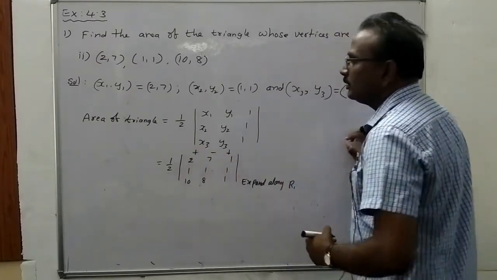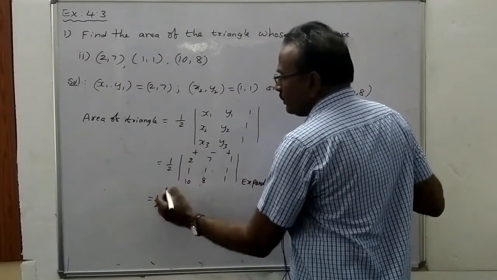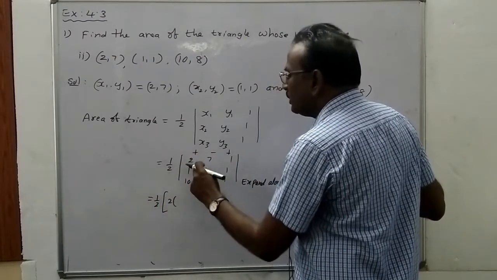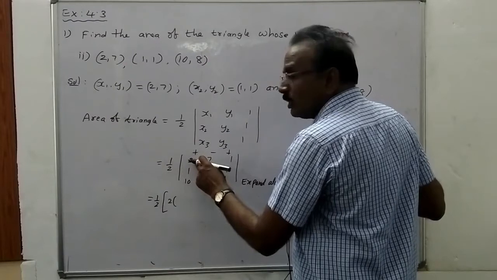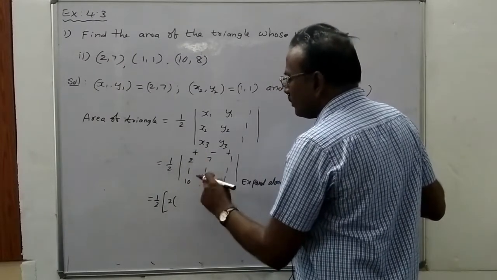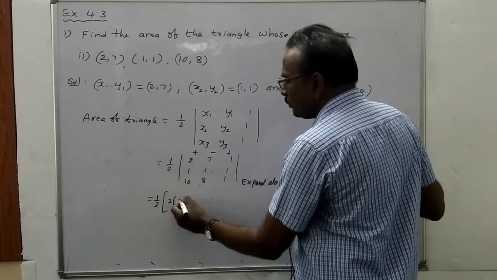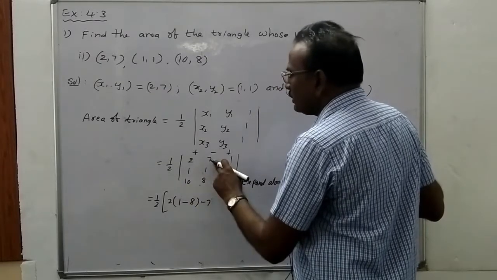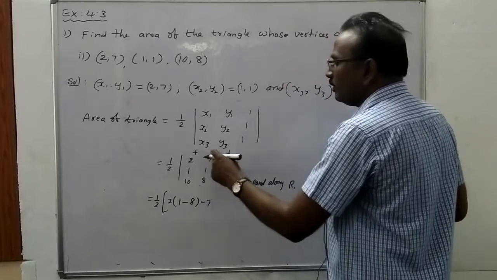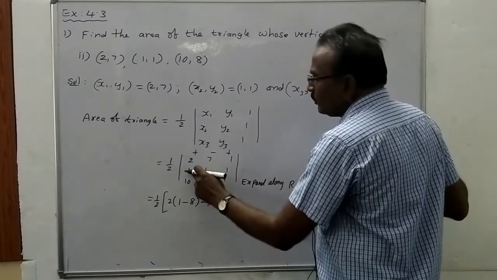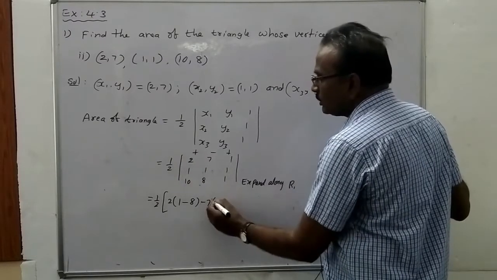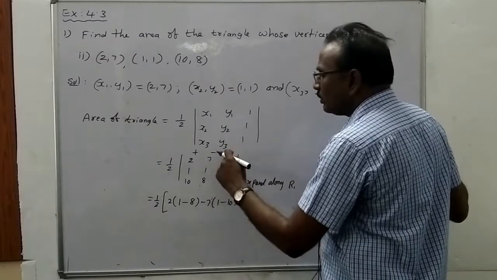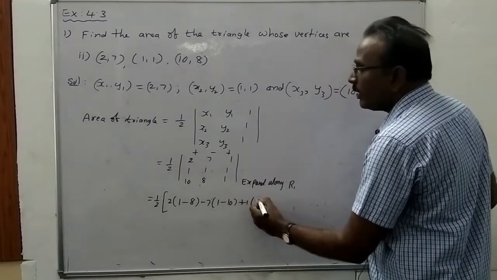What are the signs? Plus, minus, plus. So half into plus 2, the first row first column element, and delete the first row and first column. The determinant of the remaining 4 elements is 1 into 1 is 1, minus 8 ones are 8. Next minus 7, the first row second column element; delete the first row and second column. The remaining elements 1 1, 10 1 give determinant 1 minus 10. And plus 1, the first row third column element; delete the first row and third column: 1 into 8 is 8, minus 10 ones are 10.